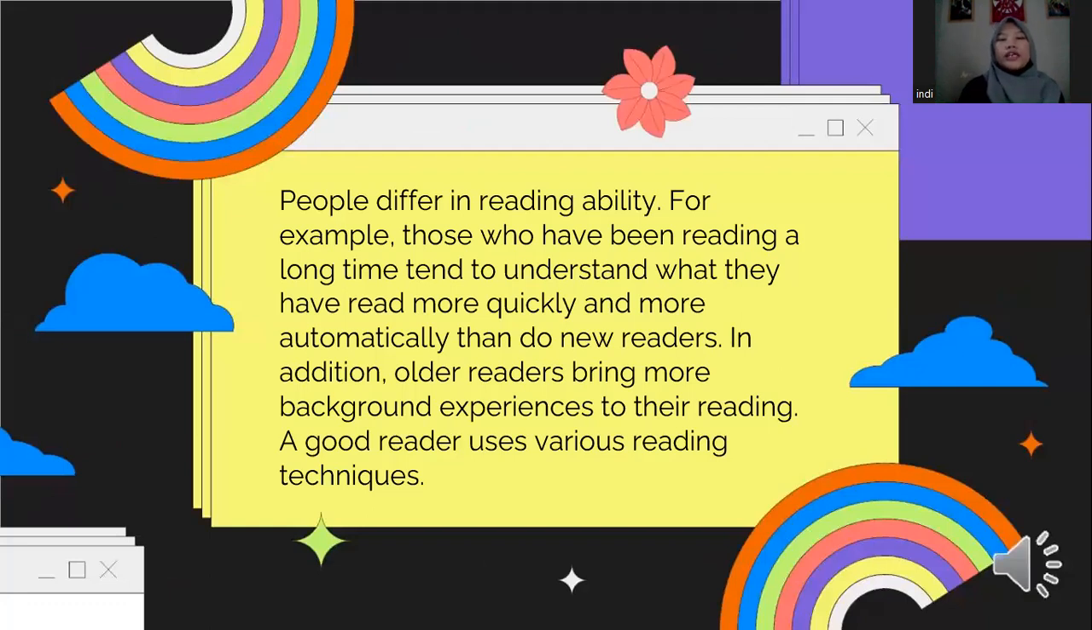Kinds of reading: people differ in reading ability. For example, those who have been reading a long time tend to understand what they have read more quickly and more automatically than a new reader. In addition, older readers bring more background experience to their reading. A good reader uses various reading techniques.